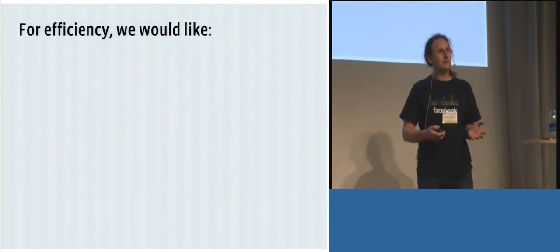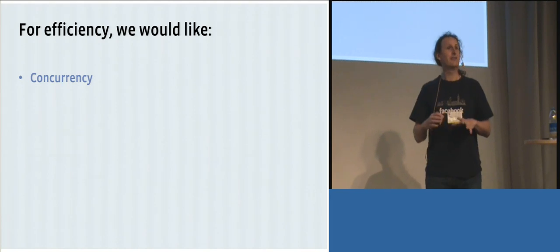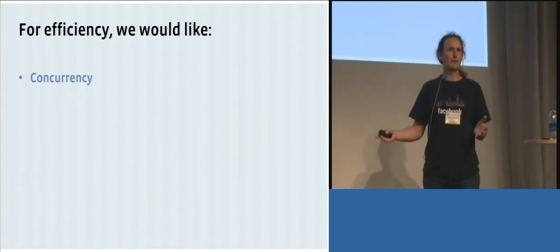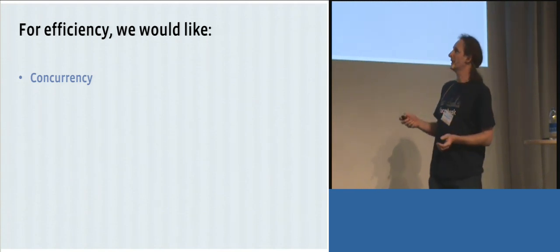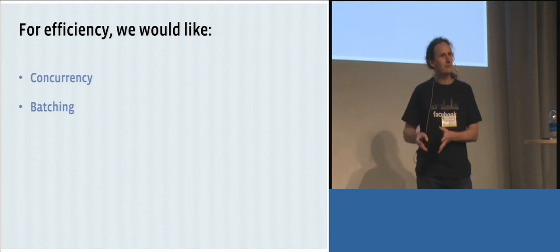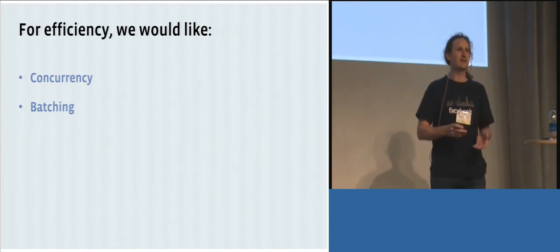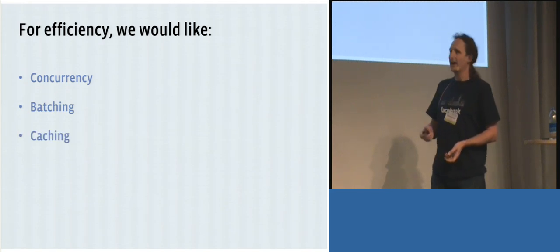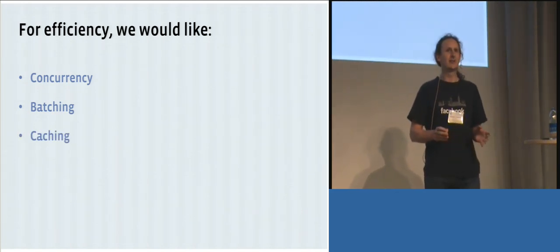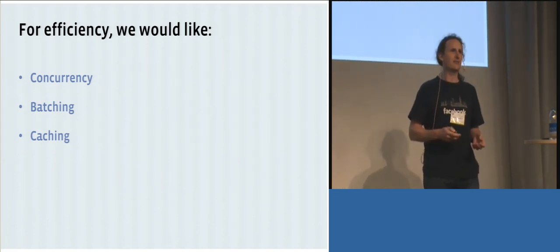So in order to do this efficiently, we're going to have to do concurrent access to multiple data sources. When we're fetching data from several different sources, we want to do it at the same time to reduce the latency. If we're fetching multiple data items from the same source, we'd like to be able to batch those requests together so that we're doing fewer round trips and making better use of the network. And if we need to fetch the same item of data from multiple places in the page, we would like to not fetch that data multiple times. So we need some form of caching or deduplication.